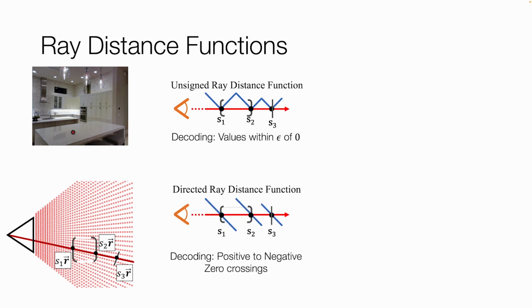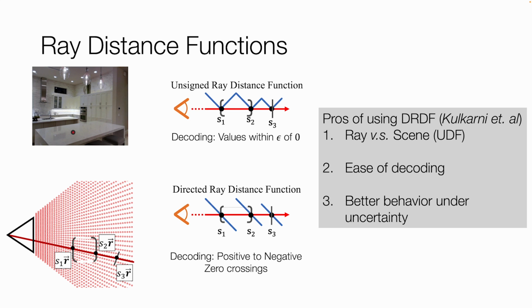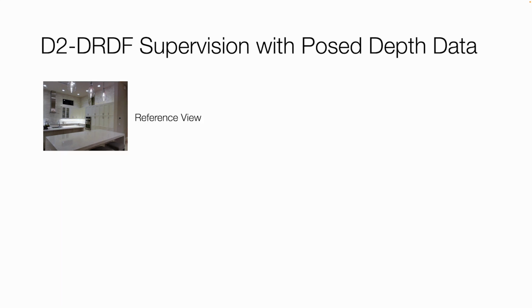Instead of URDF, we use DRDF, which is a modification over it. DRDF assigns positive minimum distance for points before the intersection and negative minimum distance for points after the intersection. DRDF's decoding strategy finds positive to negative 0 crossings at inference. Kulkarni et al. have shown that ray distances are better than scene distances. They show that DRDF is well behaved under uncertainty and is easier to decode.